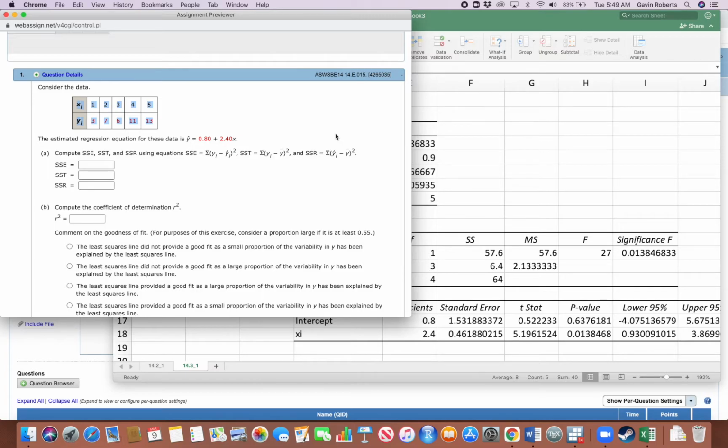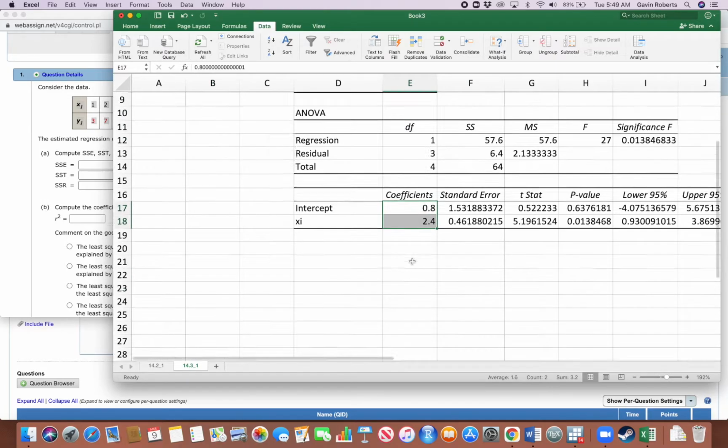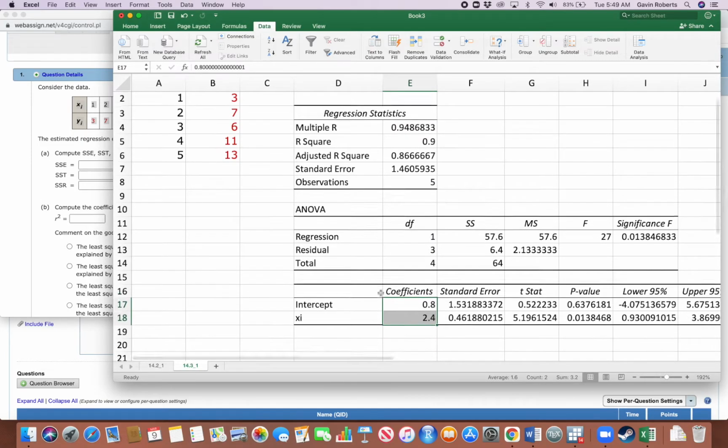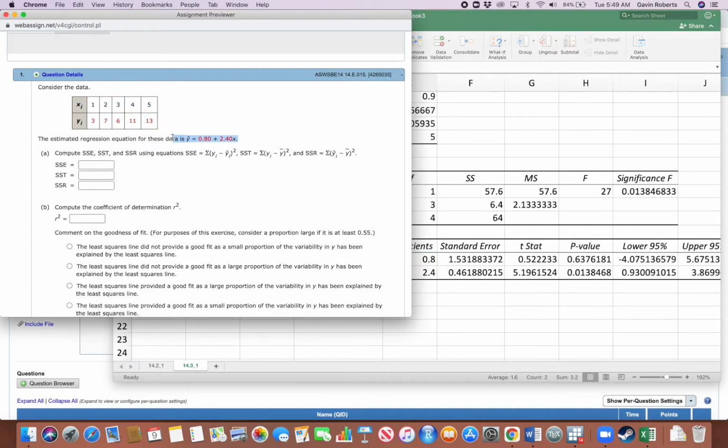The estimated regression equation is 0.8 plus 2.4x. Here we can confirm that we highlighted the right data, for example. So that is consistent. This intercept and this slope are definitely consistent with what they're showing us here, right? So that's a nice check we might do.